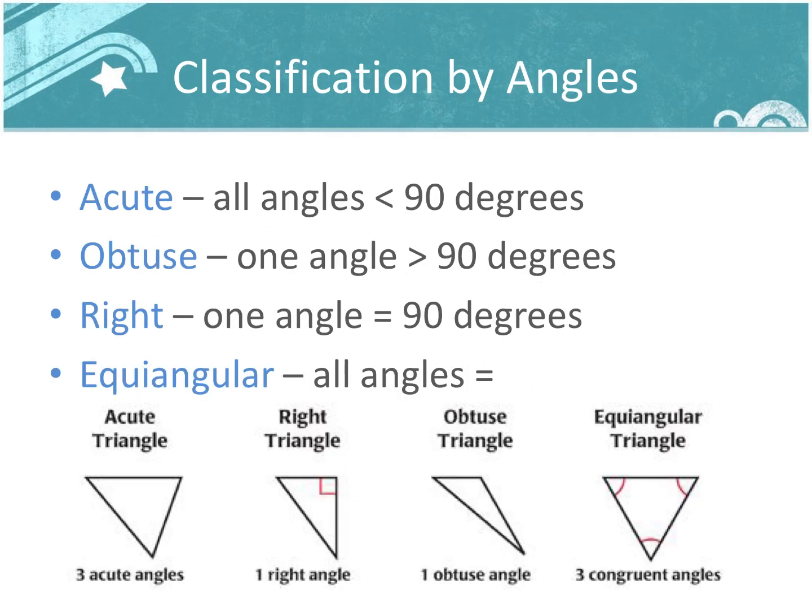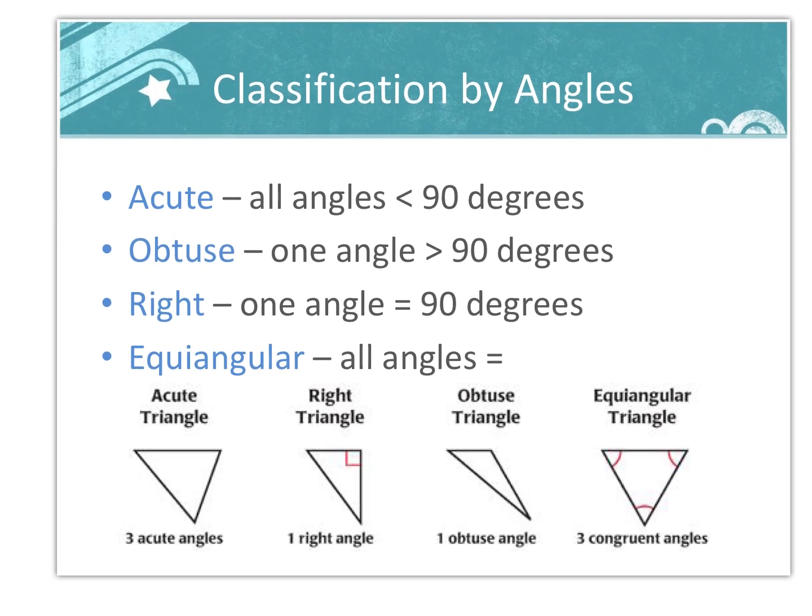Now, we don't always label by sides. Sometimes we classify a triangle by the measure of its angles. And so how this works, it's very specific. I do it a little bit different than this. I look at a triangle, and I look at its largest angle.